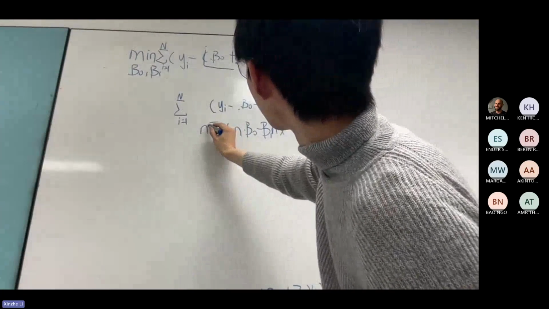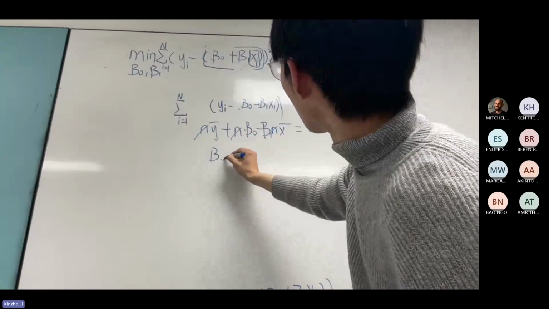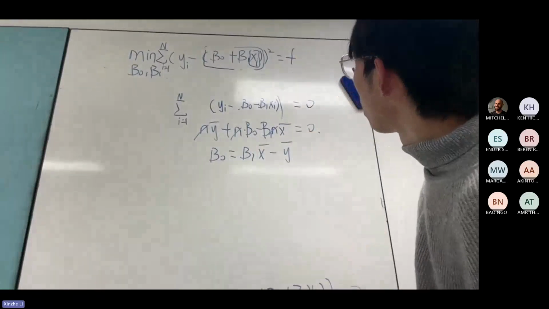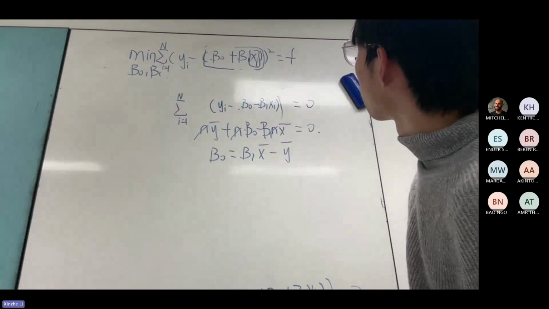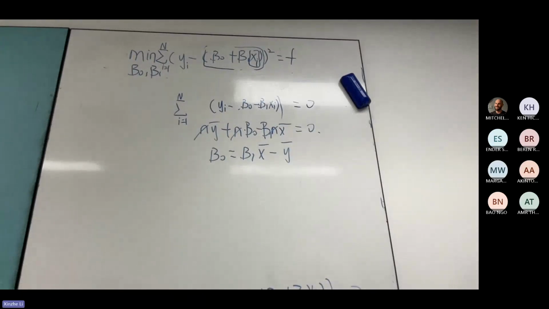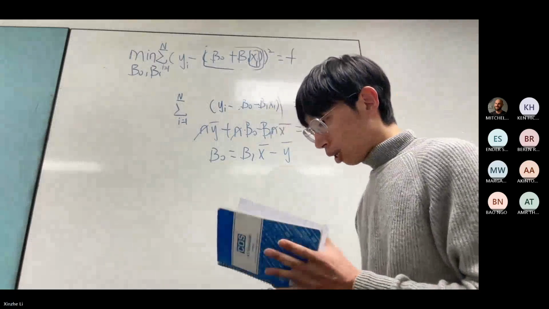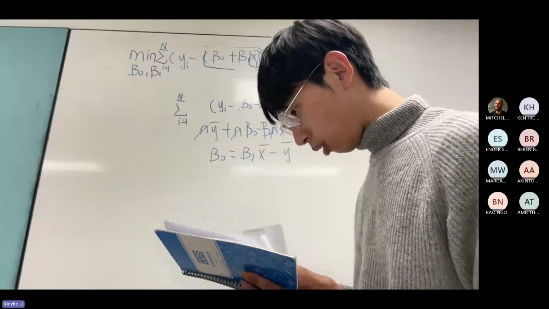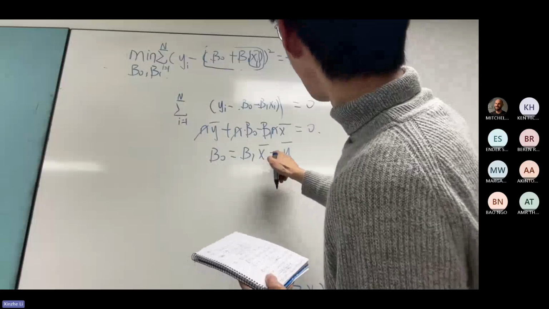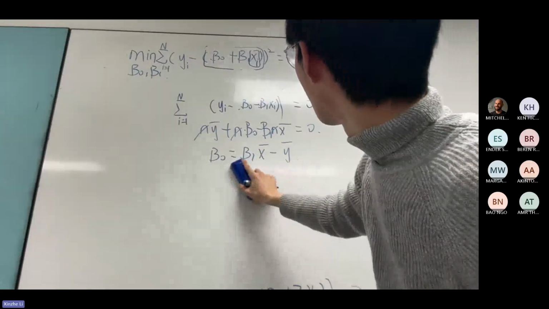Now we can eliminate the n. Now we can get beta 0. Beta 0 equals beta 1 x bar minus y bar. Yep, that is beta 0. Let me check if I'm correct, otherwise I will get into trouble at a later stage. Okay, I'm almost correct, but actually it should be y bar minus beta 1 x bar. Let me figure it out.